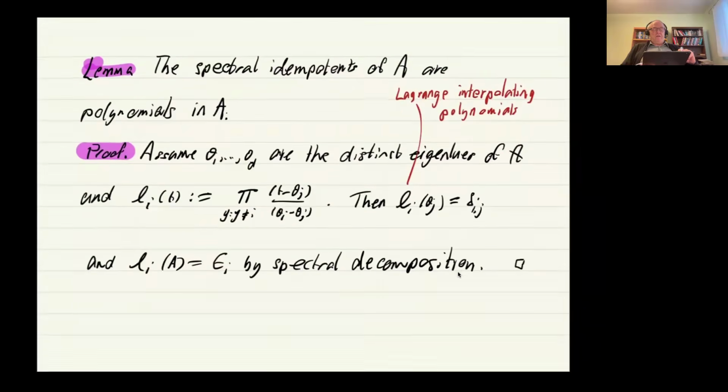The other thing that's important to realize is that you can basically assume that any matrix I mention from now on is normal. If it's not, I'll warn you. Okay, so the spectral idempotents of a normal matrix A are polynomials in A. Let's make this a real word.